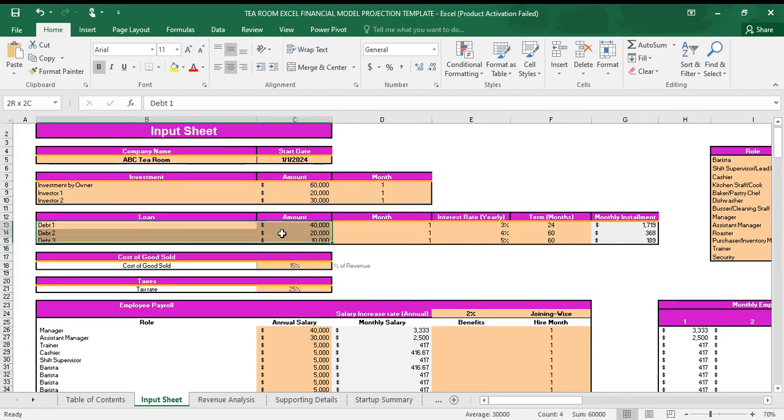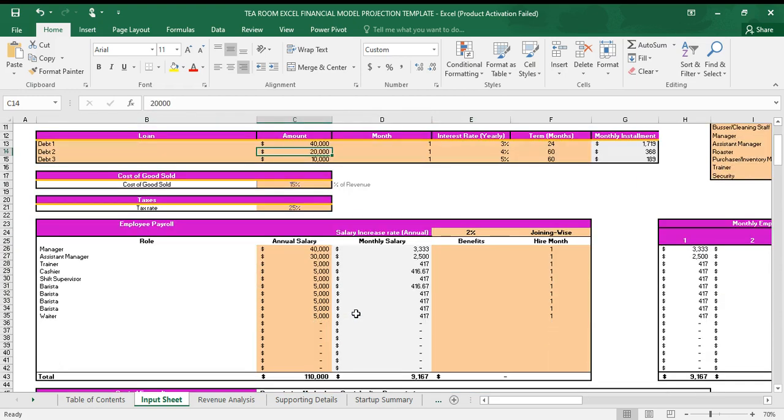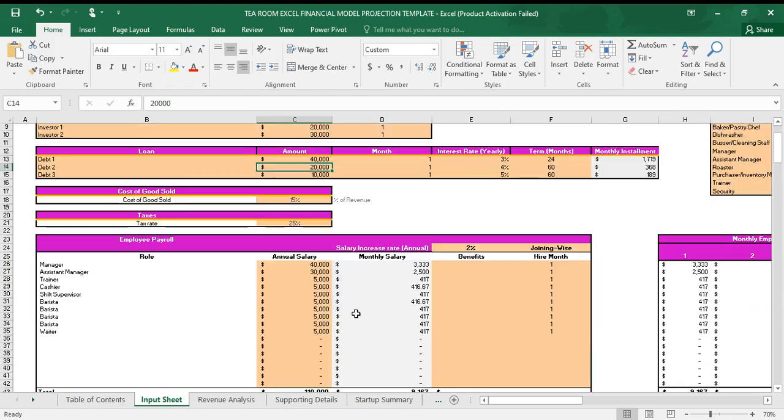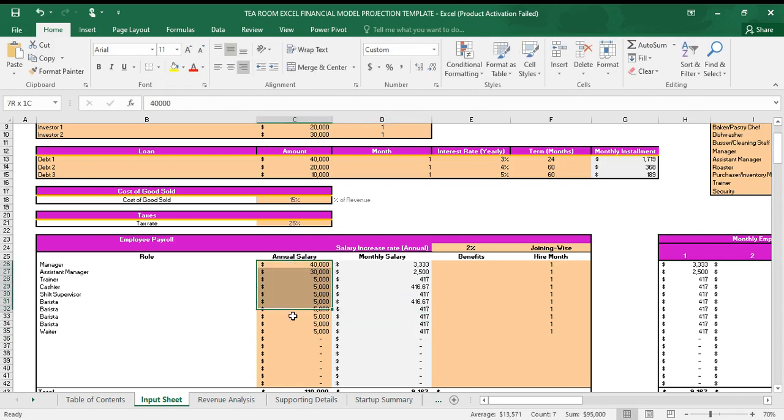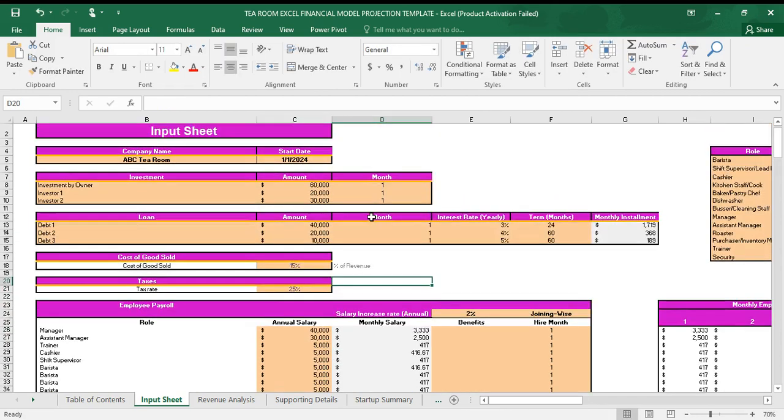You can see that these are the cells where you have to make changes. Making changes in these cells will result in changes in the rest of the model. These are the gray cells, so you don't have to make changes in them because they have formulas or linking. You just have to make changes in these peach cells and the rest of the model will change automatically.